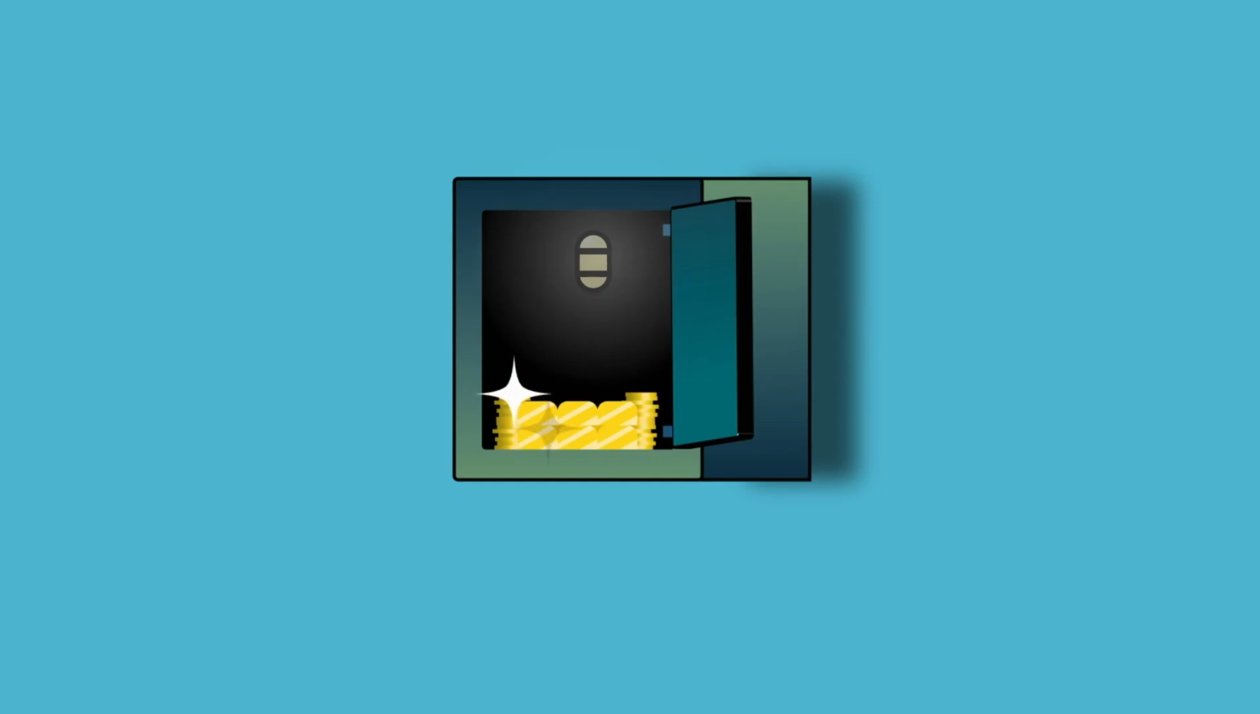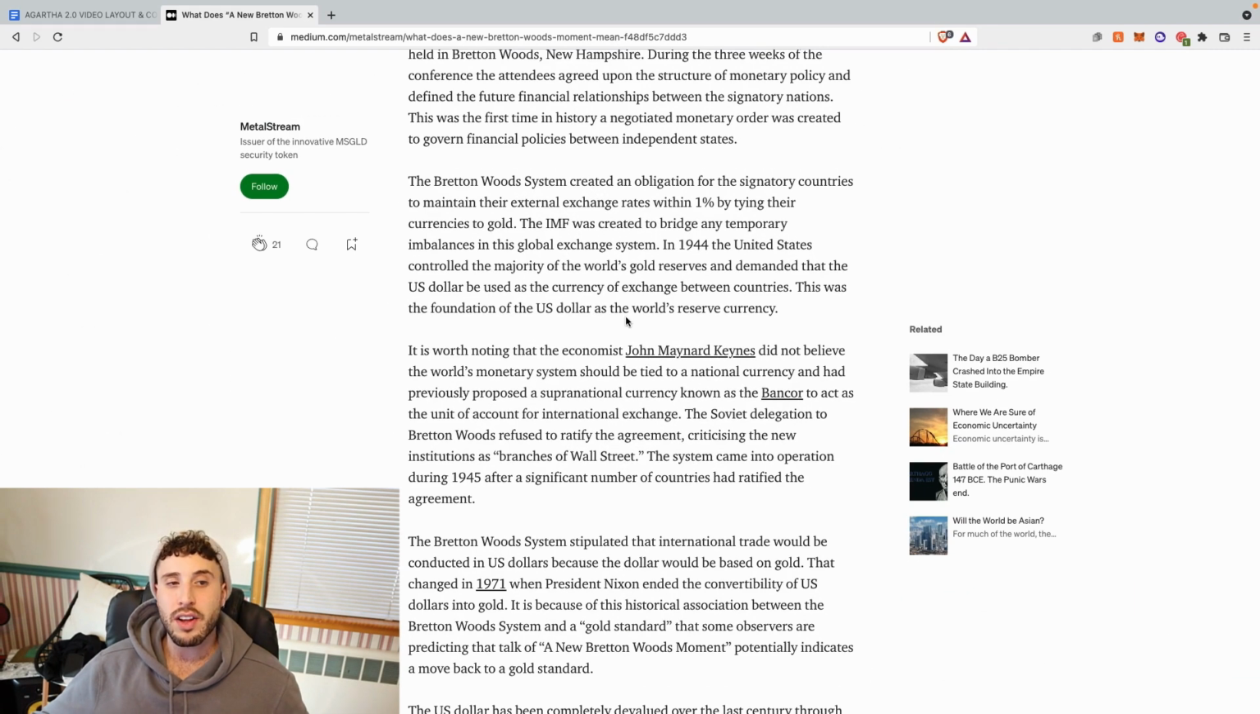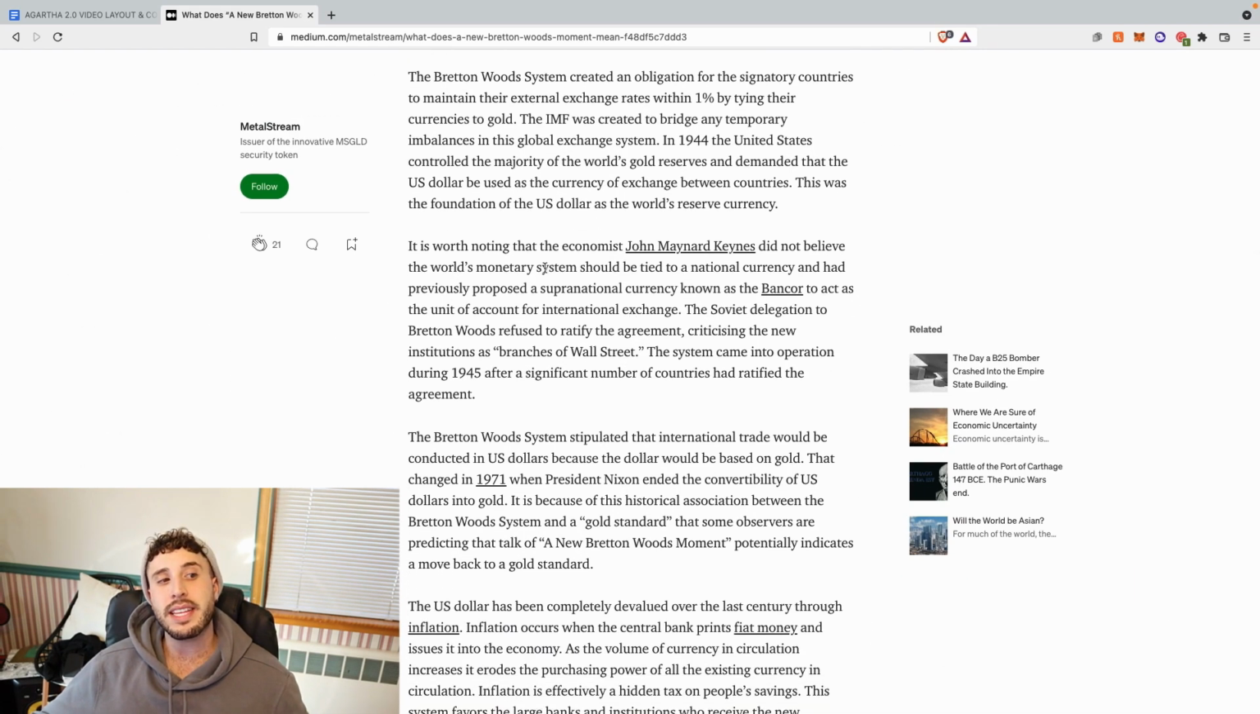In 1944, the US controlled the majority of the world's gold reserves and demanded that the US dollar be used as the currency of exchange between countries. So this was the foundation of the US dollar as the world's reserve currency. It is worth noting that the economist John Maynard Keynes did not believe the world's monetary system should be tied to a national currency and had previously proposed a supranational currency known as the bancor to act as the unit of account for international exchange.